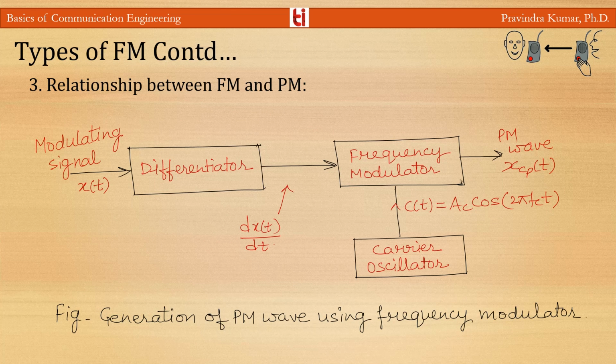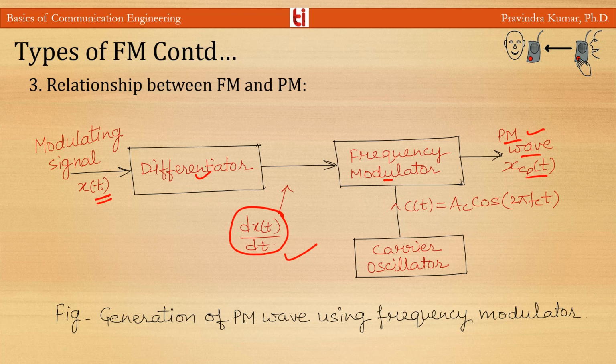As you can see in this figure, the modulating signal, the baseband signal, is applied to the differentiator, and then this signal is now the modulating signal for the frequency modulator, but now this gives you the PM wave x_cp(t). So at the output of the differentiator you have dx/dt, and at the output of the frequency modulator you will have the PM wave.